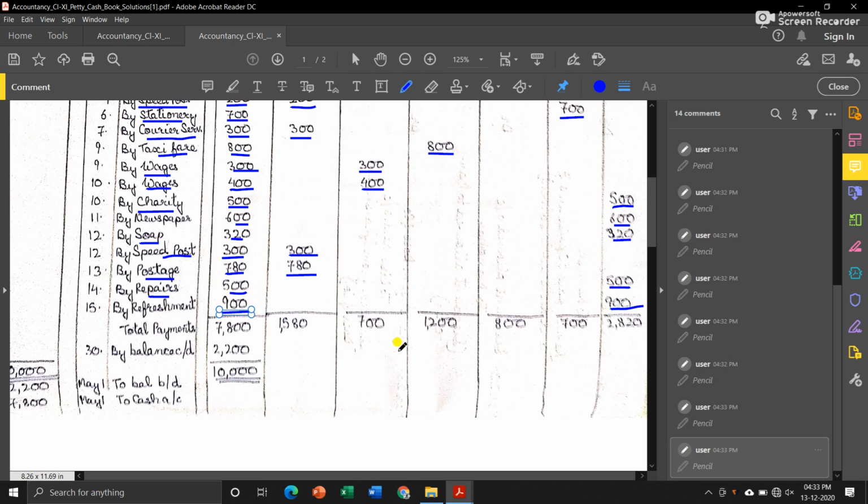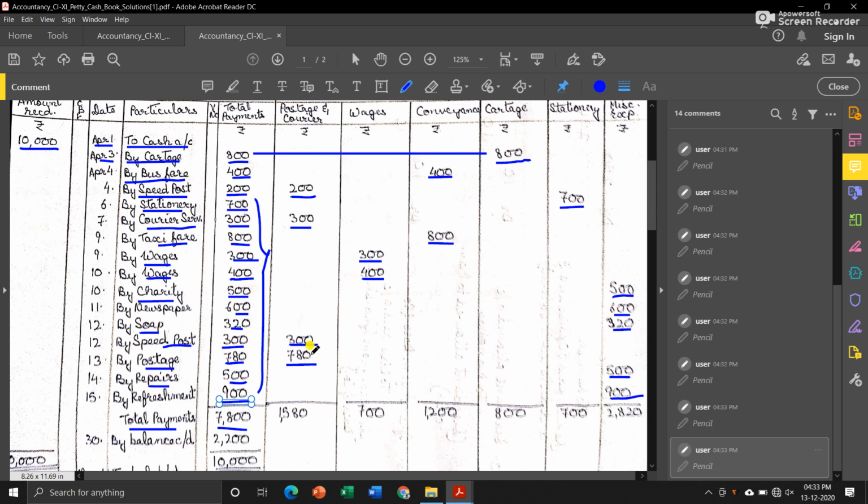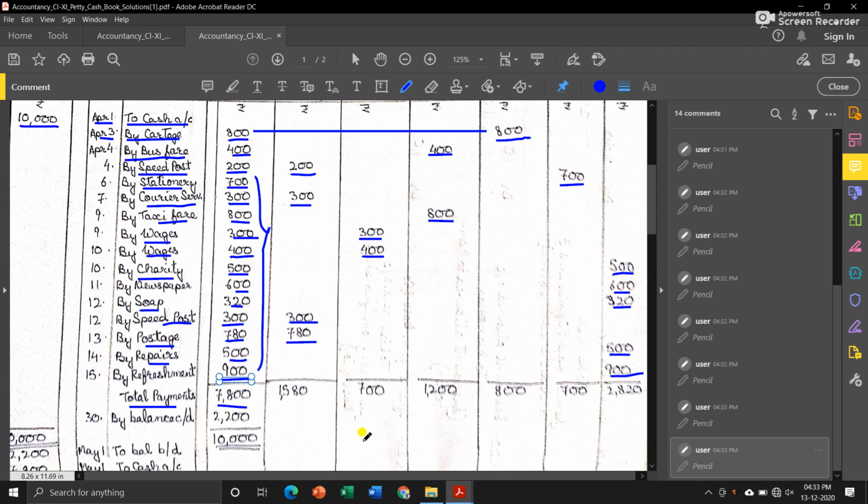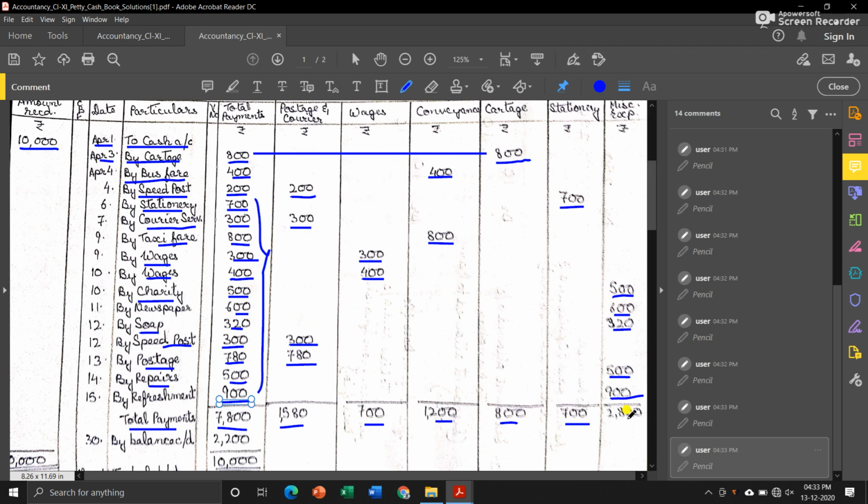Now after recording all the transactions, what we have to do is write total payments in here. We will add up all these items and we got 7,800. Then we have to find the total of each individual column as well, like for postage and courier we got 1,580, for wages we got 700, for conveyance we got 1,200, for cartage 800, then for stationery 700, and last, miscellaneous expenses we got 2,820.